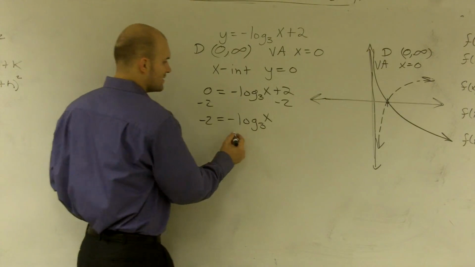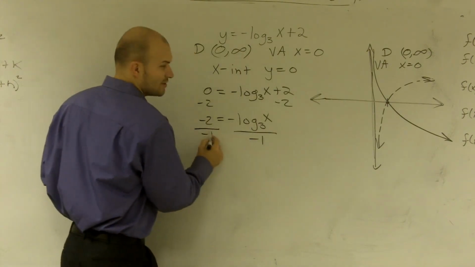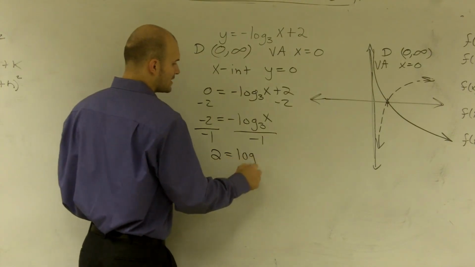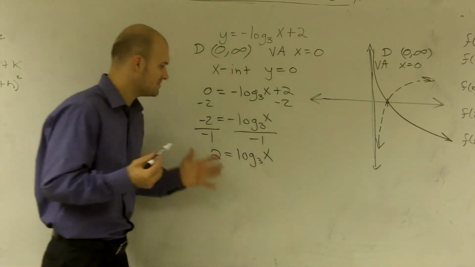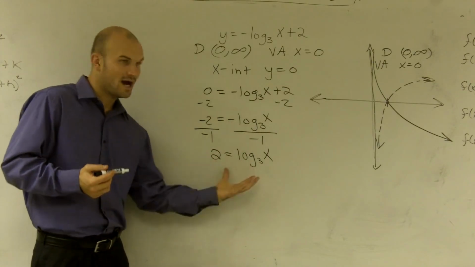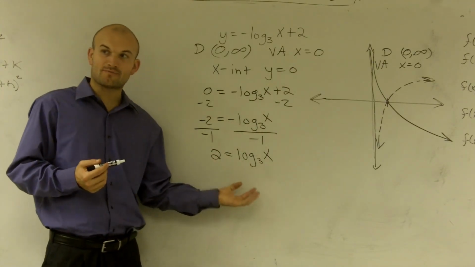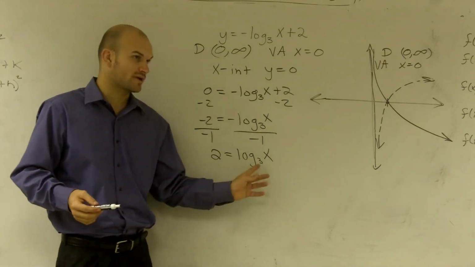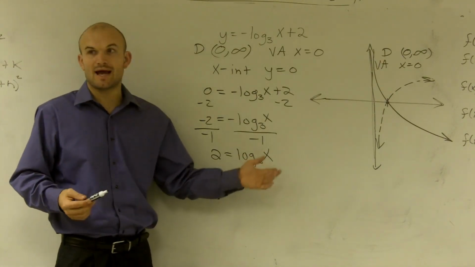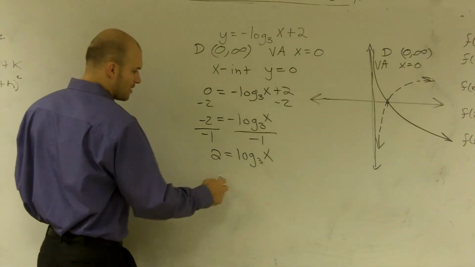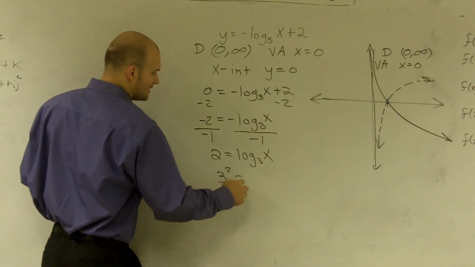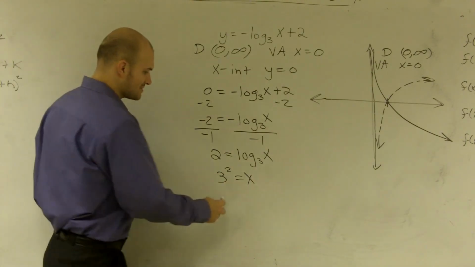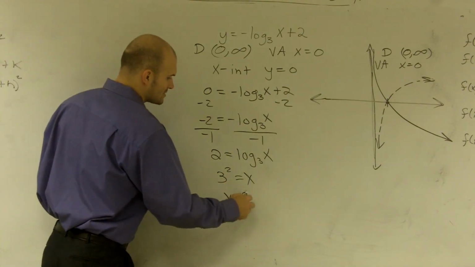So then I need to get rid of my negative 1. I'll show you another example that I think is what you're confusing it with. 2 equals log base 3 of x. So now it's in logarithm form that I can transfer. Remember what this says, a logarithm says 3 raised to what number gives you x? To transfer to exponential form, I'd say 3 squared equals x. So therefore, my x-intercept is x equals 9.